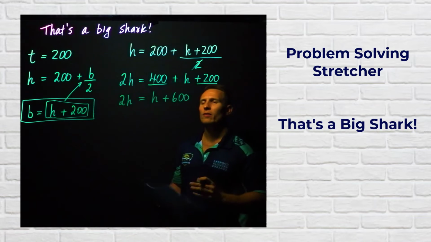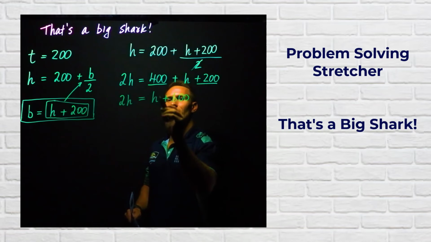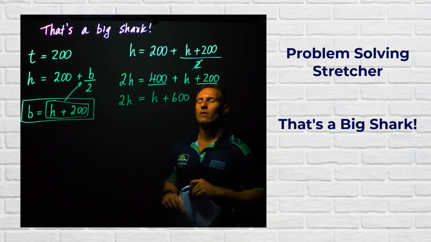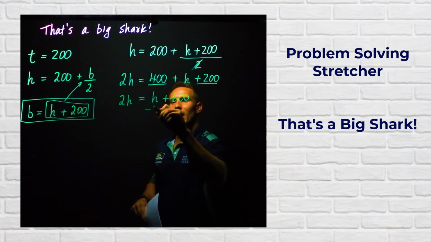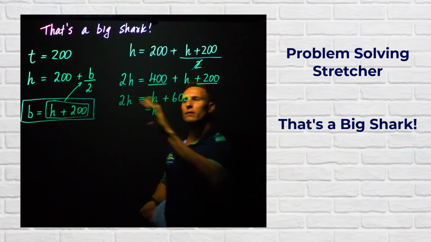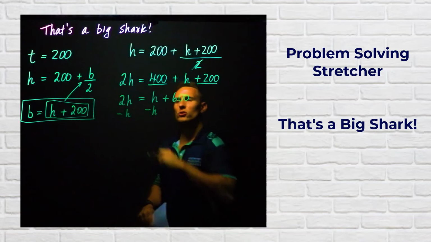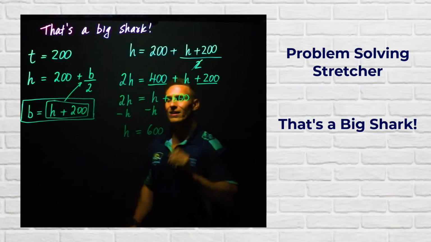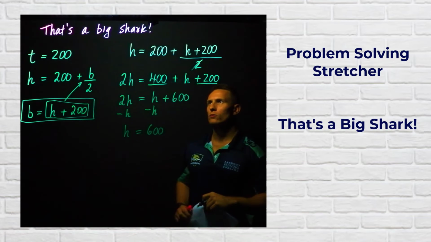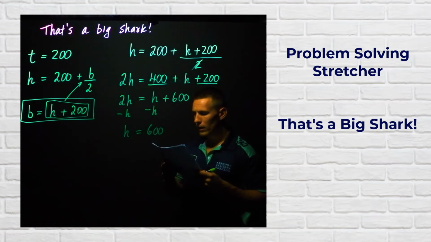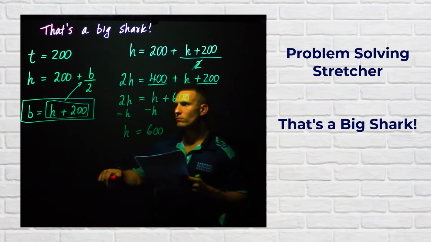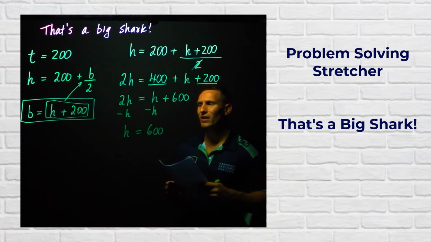Now remember, the aim of the game with solving equations is to get the variable by itself. Now in order to do that, we need to get this variable onto the other side. We need to subtract h from here. What we do to one side, we do to the other side. 2h take away 1h is just h. So the head is equal to 600 pounds. Okay. Now the problem is we need to work out the weight of the shark. Okay. So we need to work out how much its body is.